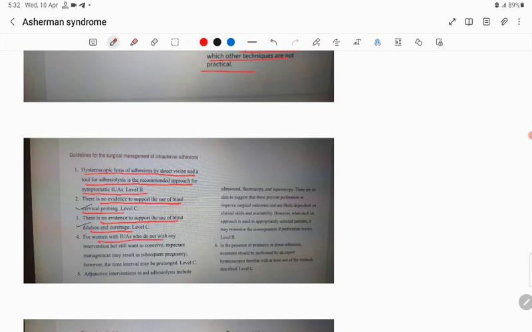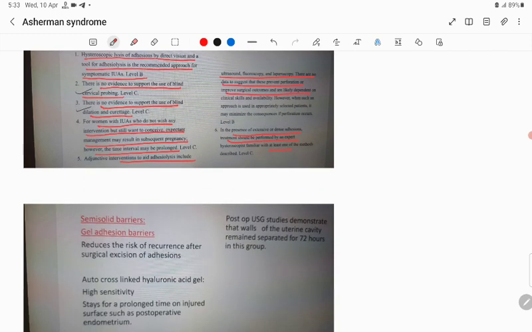For women with intrauterine adhesion who don't wish any intervention but still want to conceive, expectant management may result in subsequent pregnancy. However, the time interval may be prolonged. Adjunctive interventions at adhesion lysis include ultrasound, fluoroscopy, and laparoscopy. No data suggest that these prevent perforation or improve surgical outcome. In the presence of extensive dense adhesions, treatment should be performed by an expert hysteroscopist familiar with the methods.